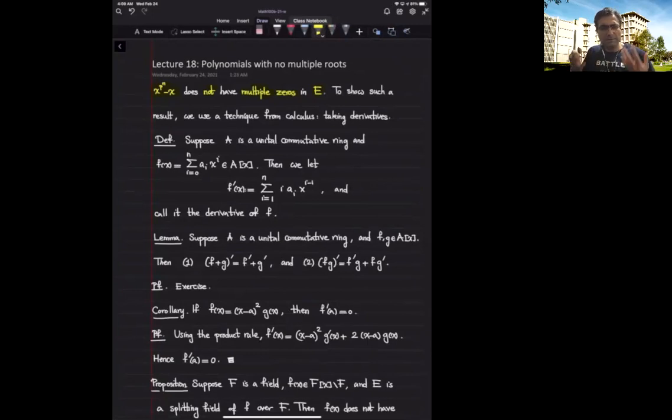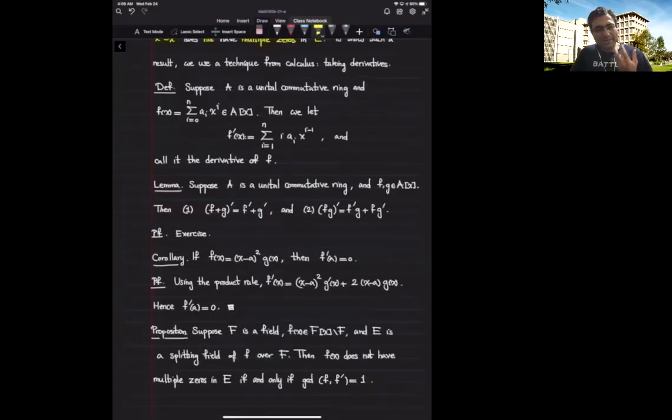Okay, so now here is a question. How can we find out whether or not a polynomial has multiple zeros in its splitting field? Do we have a mechanism to find out whether or not a given polynomial has multiple zeros in its splitting field? This is what we want to answer. And we are going to use ideas from calculus. But remember, here we don't have limits, so we have to be cautious when we are using ideas from calculus.